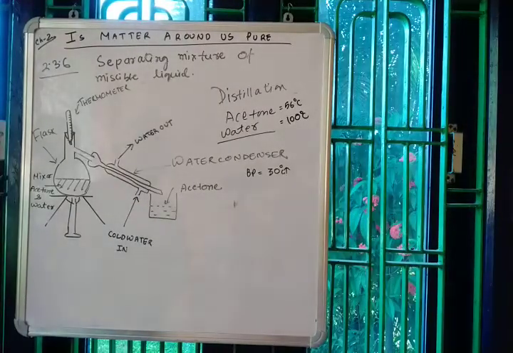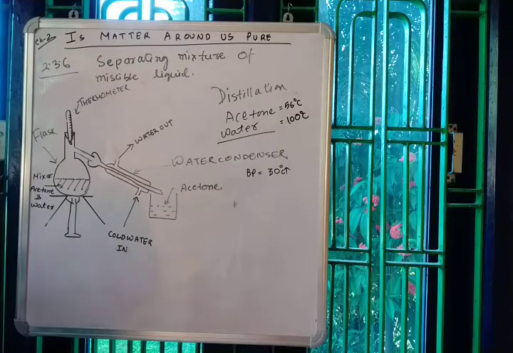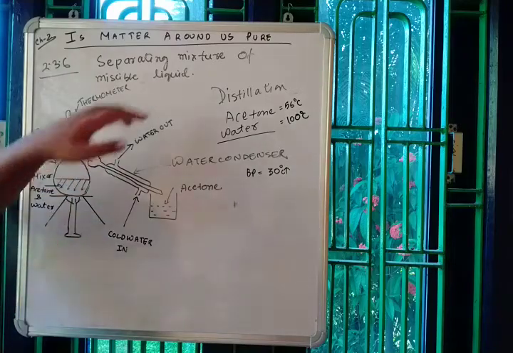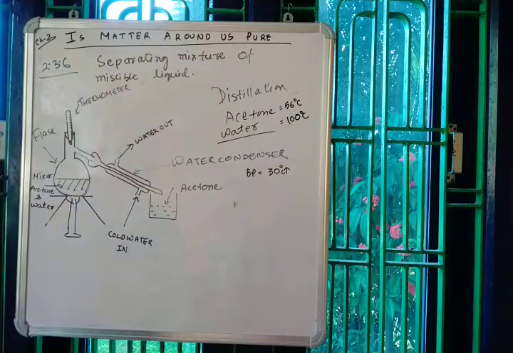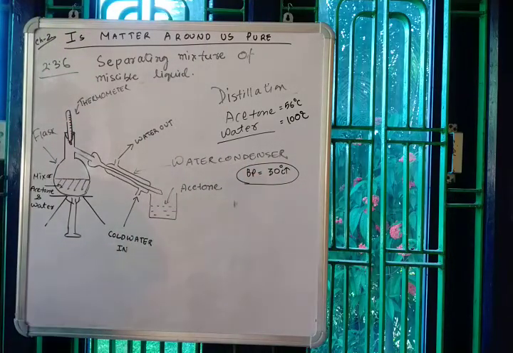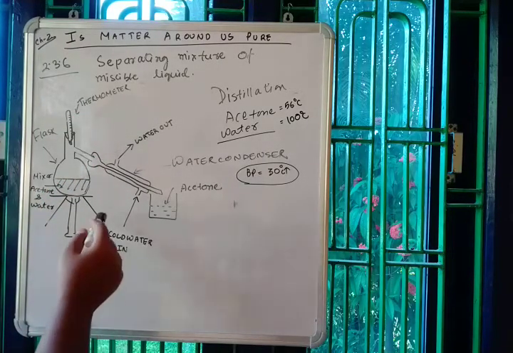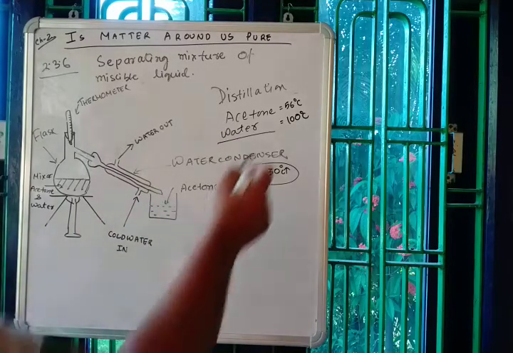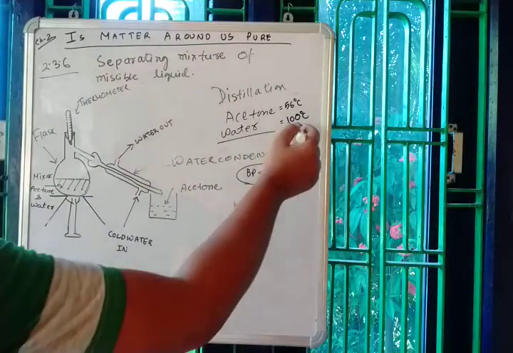There is a very important point to remember, that this distillation method, or more precisely simple distillation method, is applicable only if the two liquids have a boiling point difference of 30 degrees Celsius. If the liquids in the mixture have boiling point difference less than 30 degrees Celsius, this method will not work out. In our example, we have taken acetone and water. Now, the boiling point of acetone is 56 degrees Celsius and water is 100 degrees Celsius.